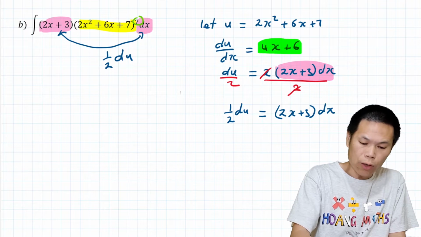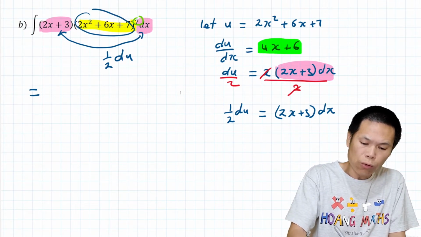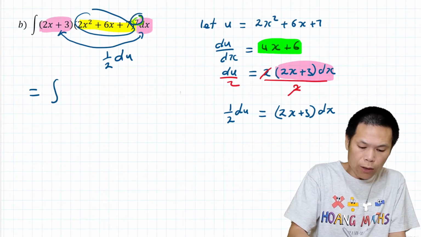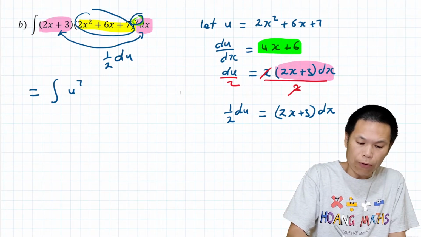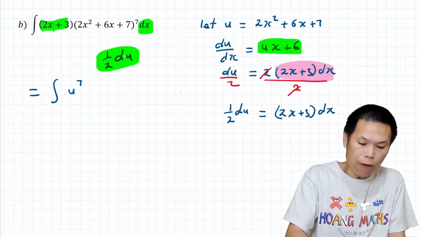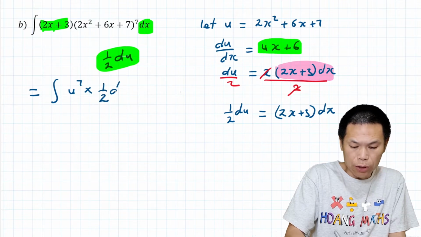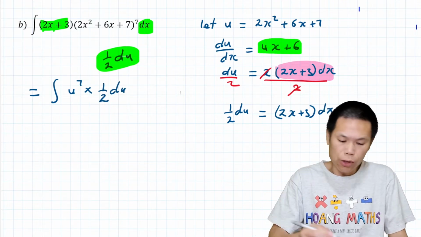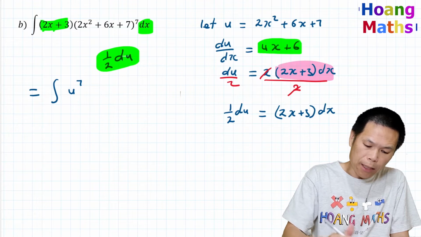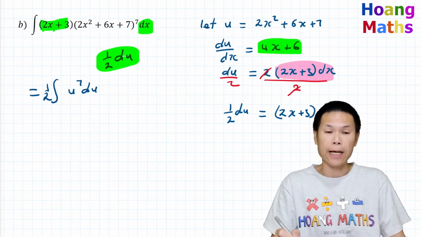So now let me write this down. I write this first: this is u to the power of 7. We integrate u to the power of 7, and we multiply these two together, which becomes a half of du. So it is multiplied by a half of du. A half of du is exactly the same as taking a half out here and multiplying by du. It is exactly the same.